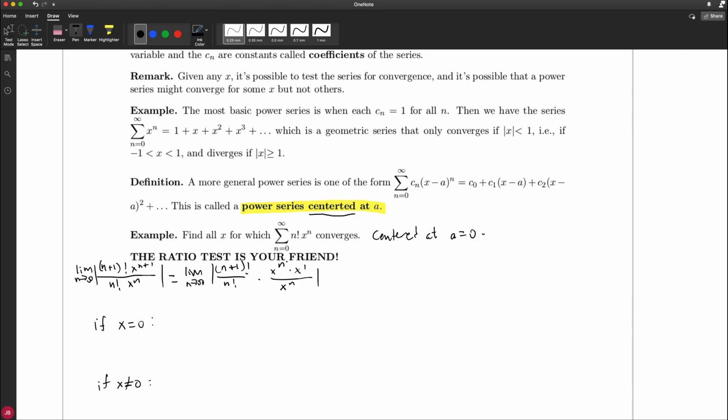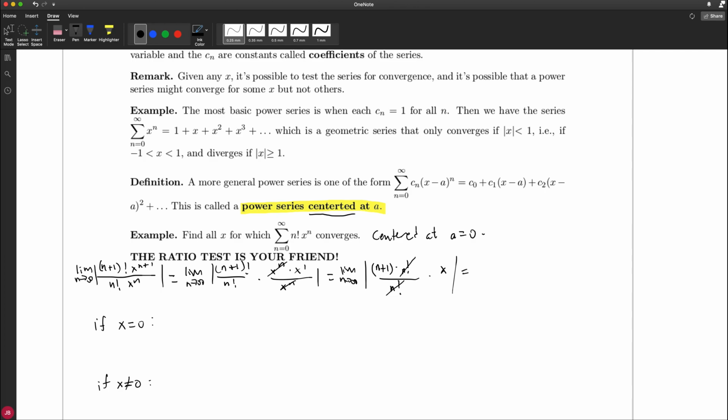Notice here the x to the n's cancel. And I still have this x to the first, so don't lose that. And now I can play that game where I peel off the first factor of a factorial, and then what I'm left with is a one lower factorial, right? So please see the previous video if you need to remind yourself of that. But we see here the n factorial is also canceling.